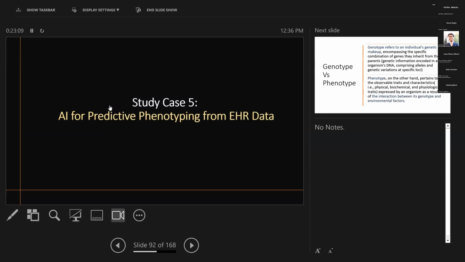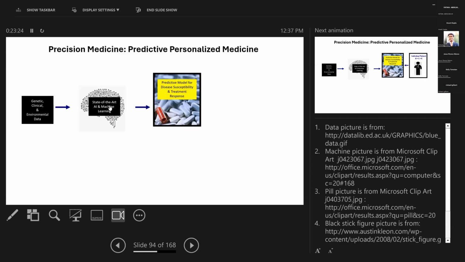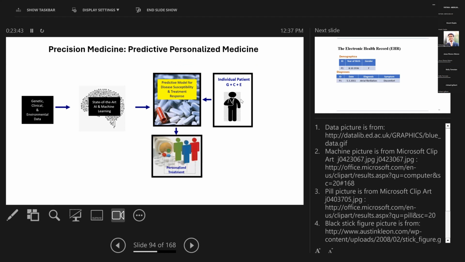So case number 5 is AI for predicting phenotyping on electronic health data. So before I get on, I say genotype. When I say genotype, we are referring to an individual's genetic makeup, whereas phenotype is the interaction between genotype and environmental factors. So what's the goal here? The goal here is precision medicine, okay? So let's say we have genetic, clinical, and environmental data, and we have state-of-the-art, let's say AI and machine learning, coming up with predictive models for disease susceptibility and treatment response. So let's say if you have a new subject and you have the genetic, clinical, and environmental data, you come up with a personalized treatment, okay?